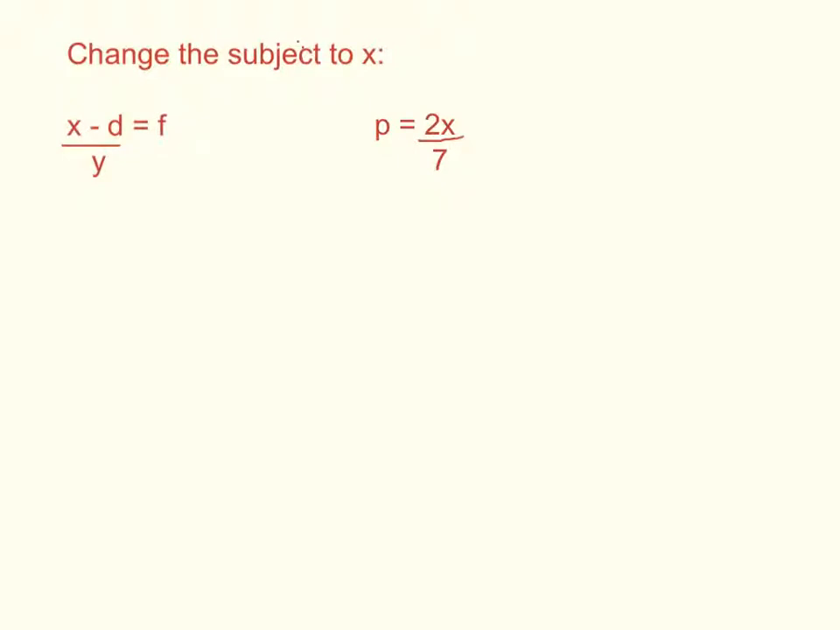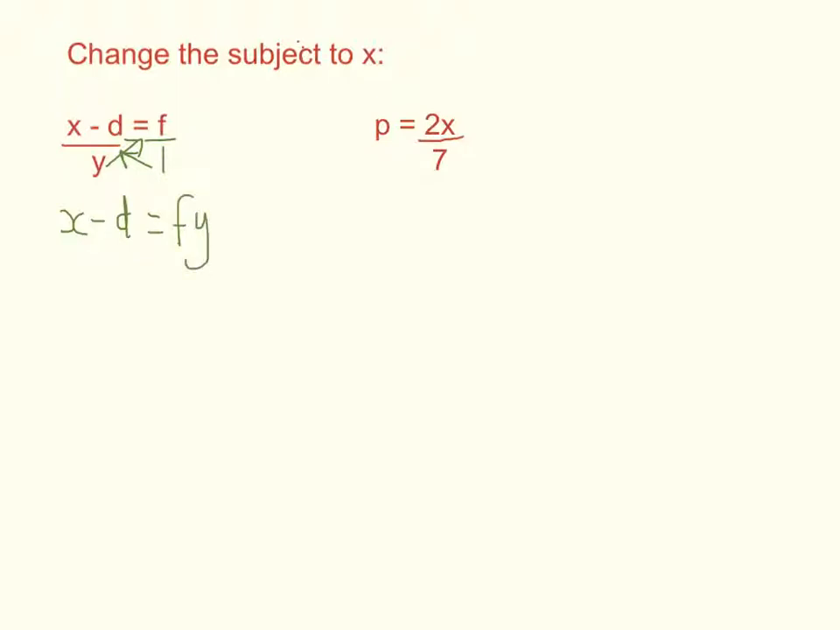So the first thing we do in an example like this is we remember that any number or letter, any term that's not a fraction can be made into a fraction by putting a 1 on the bottom of it. Then what we can do is we can cross multiply. So the y gets multiplied up onto this side by the f, and the 1 can get multiplied up here, but as you know, when you multiply something by 1, it just stays the same. So I'm just going to leave it the same. x minus d equals fy.